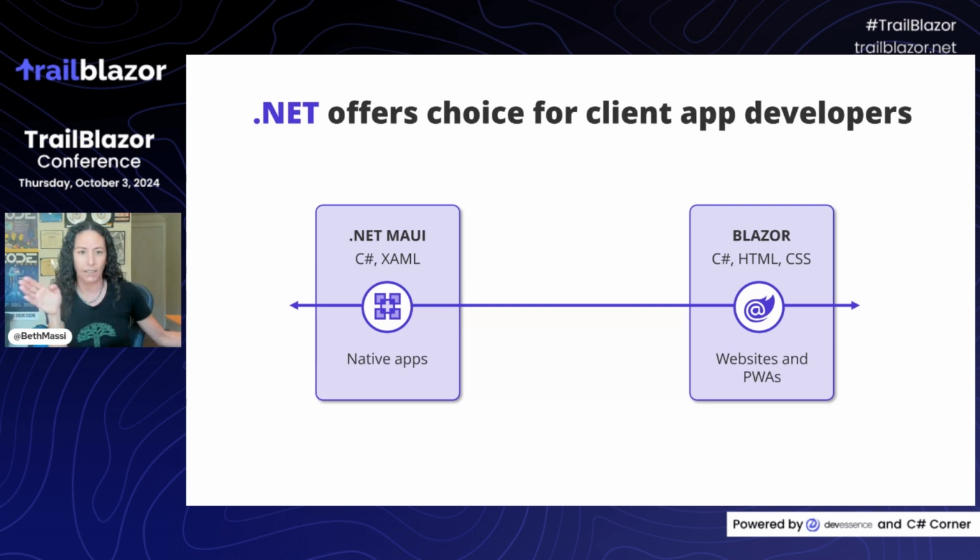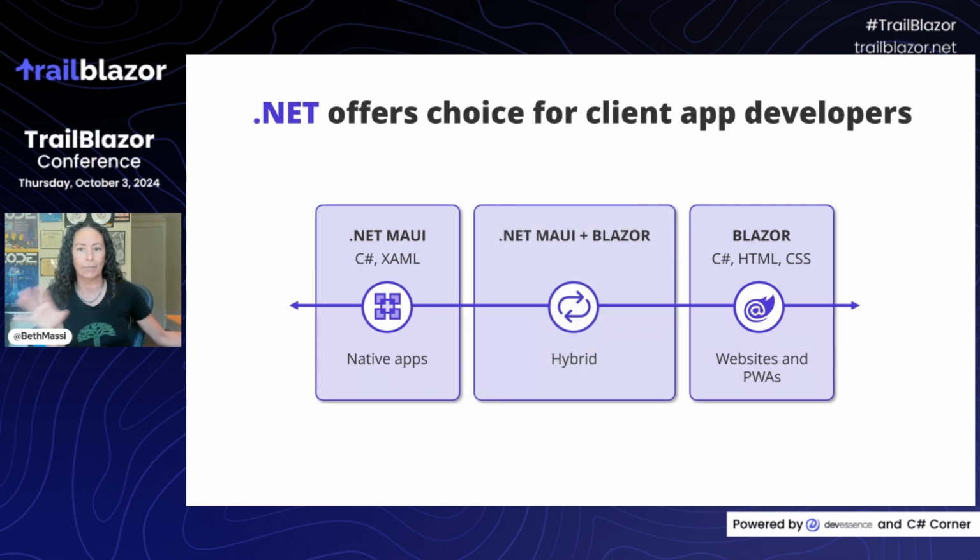But there is a sliding scale here. So depending on your application's needs, you can choose the right mix for you. Fully web for the most reach, fully native for the richest native experiences, or what I think is the best of both worlds, hybrid. Okay, so today I'm going to talk about hybrid apps that blend the best of Blazor and the best of MAUI, the best of both worlds, in my opinion.